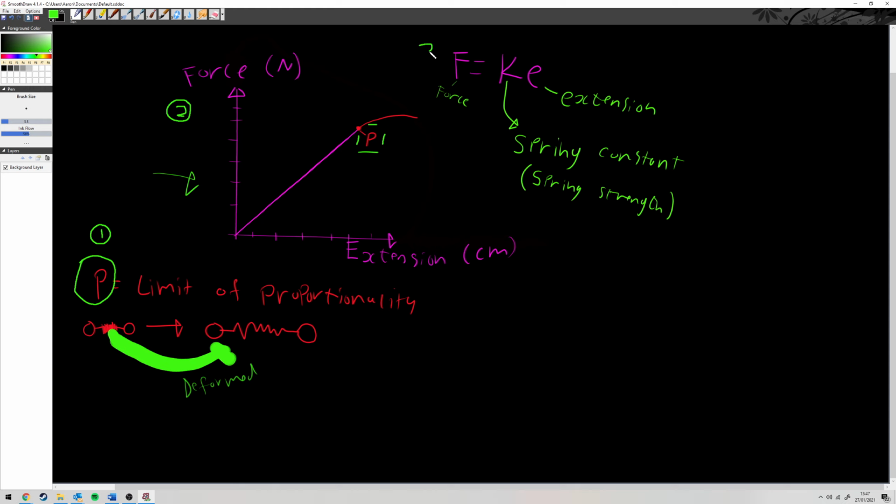And 3, again, that's just a memory thing. Practice with this equation we will do at another time. For now, we just need to learn the theory. So they're the 3 things. 1, you need to know what the limit of proportionality is and what it means. 2, this graph, and 3, this equation.